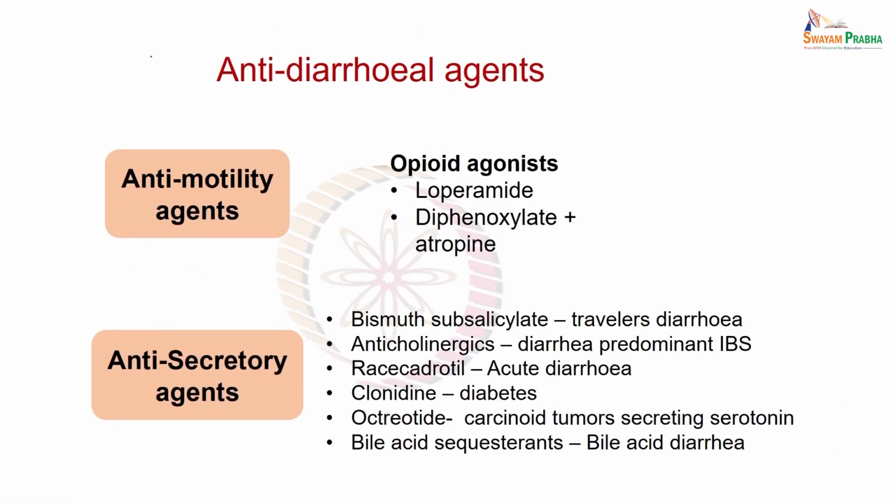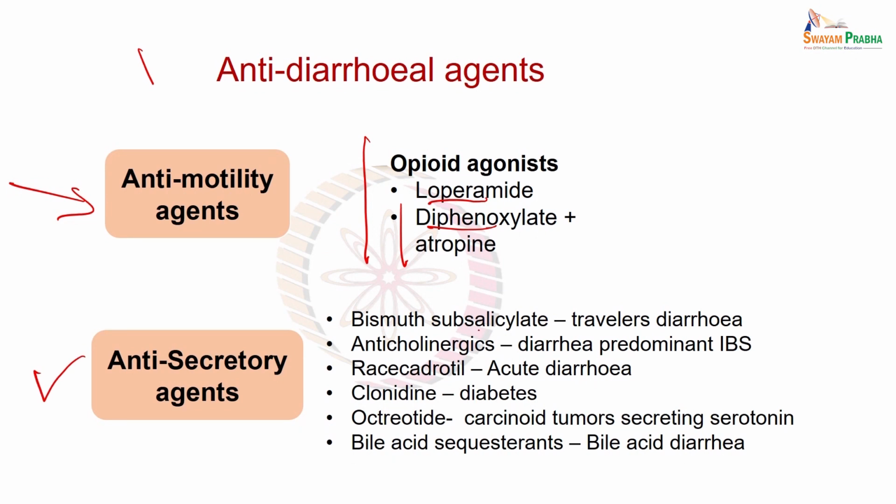Now, the anti-diarrheal agents, the anti-motility agents, are the drugs which reduce the motility, because in the GI tract if motility is reduced, the frequency of stool will be less and the absorption of fluid will be more, and therefore the consistency of the stool will be firmer. Opioid agonists, loperamide, diphenoxylate in combination with atropine are very commonly used, but these are reserved for serious and severe diarrhea.